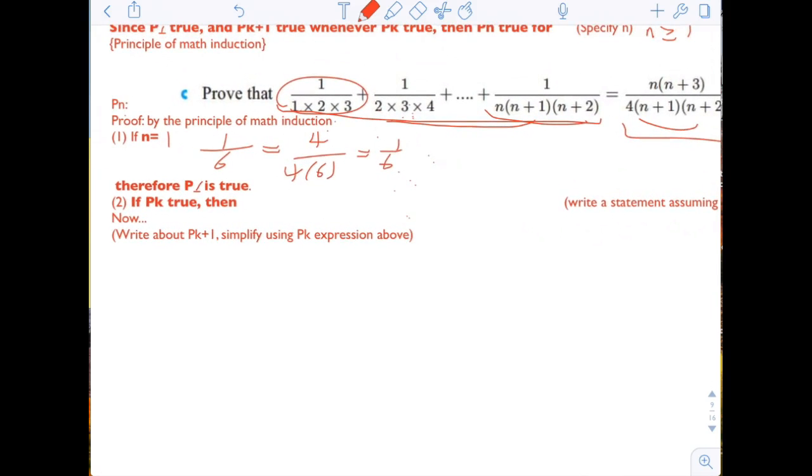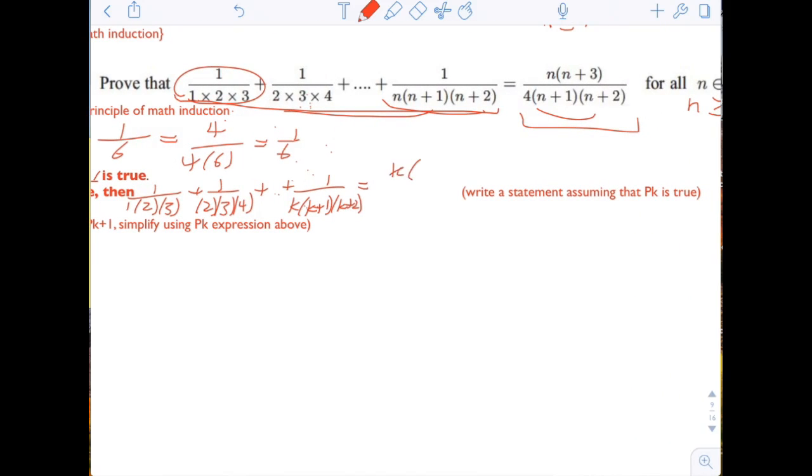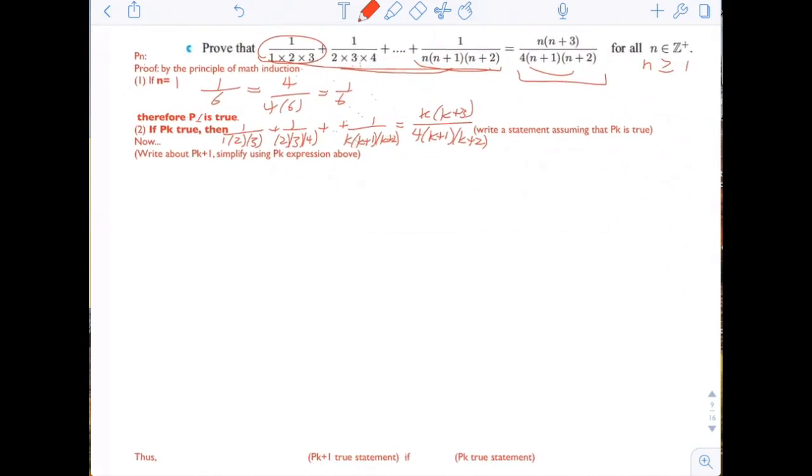So that would be 1 over 1 times 2 times 3 plus 1 over 2 times 3 times 4 plus ... plus 1 over k times k plus 1 times k plus 2. And we're going to assume that this is true, that it's k times k plus 3 divided by 4 times k plus 1 times k plus 2. So we're going to assume that's true.